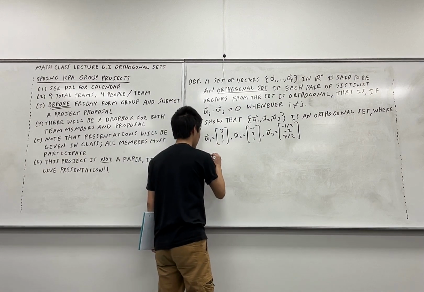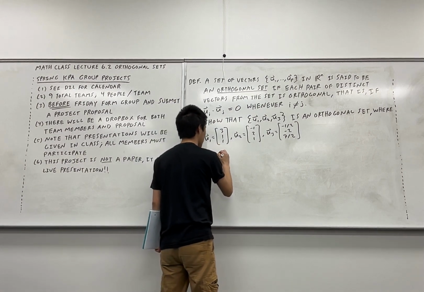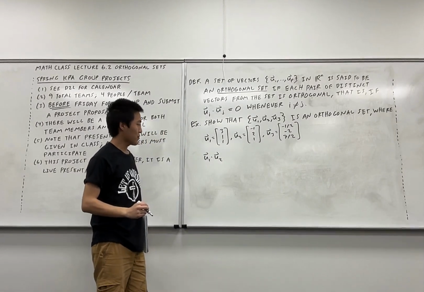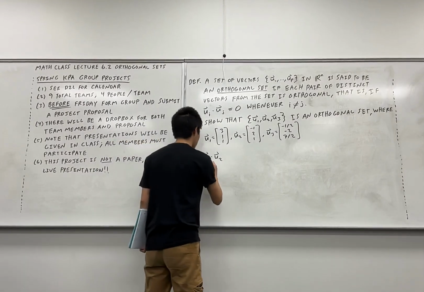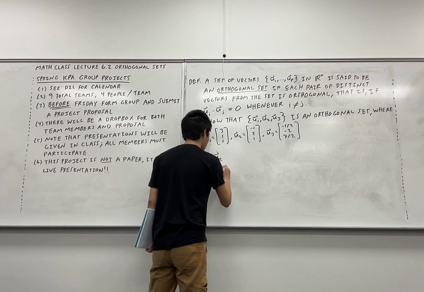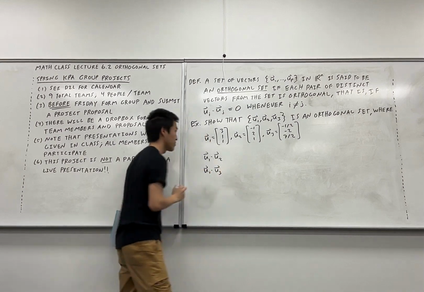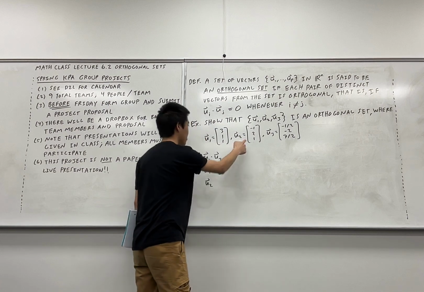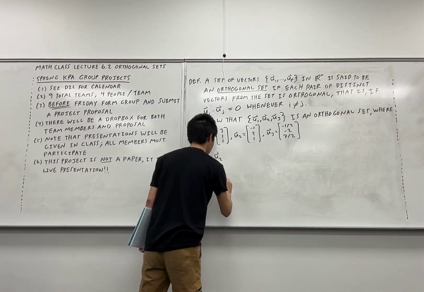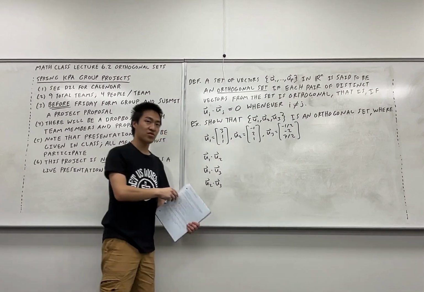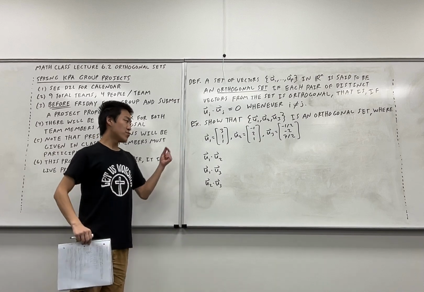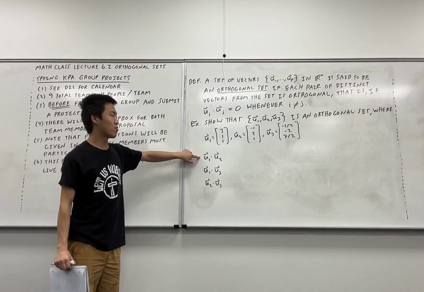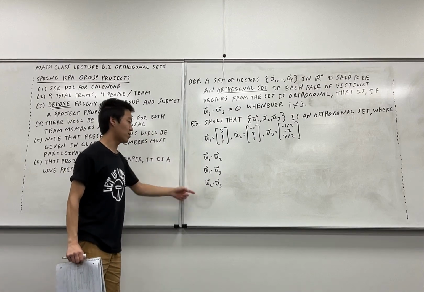I need to check U1 dot U2. What's another combination I'm going to have to check? U1 dot U3. And what's the last one I'm going to have to check? U2 dot U3. Why am I not concerned about doing, say, U2 dot U1? It's the same as U1 dot U2. Exactly. Our properties from the previous lecture let us know that U2 dot U1 is exactly the same thing as U1 dot U2. So when we check this, we're checking the flip side case. Same for all of these.